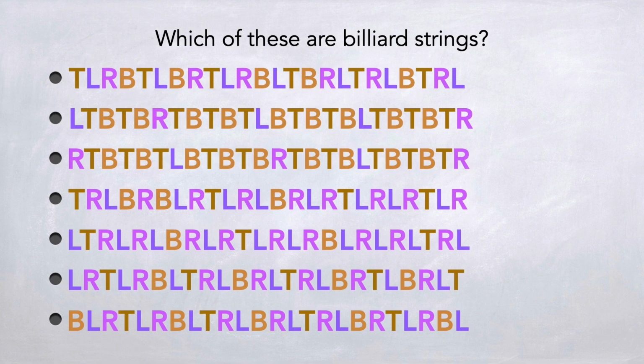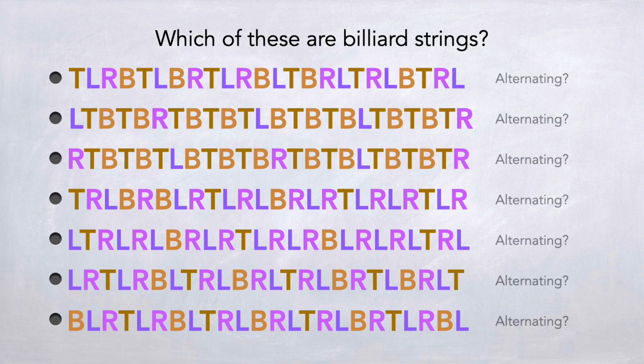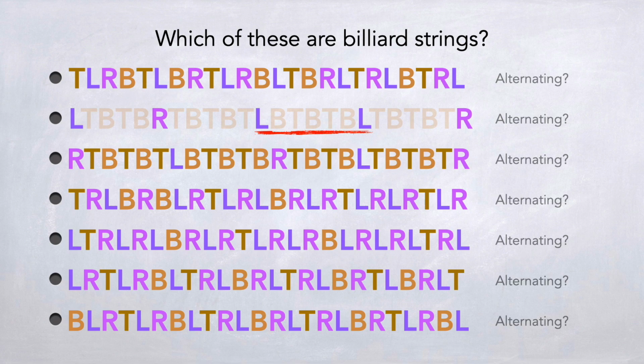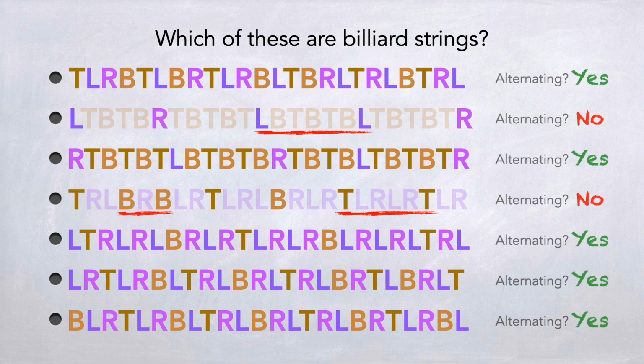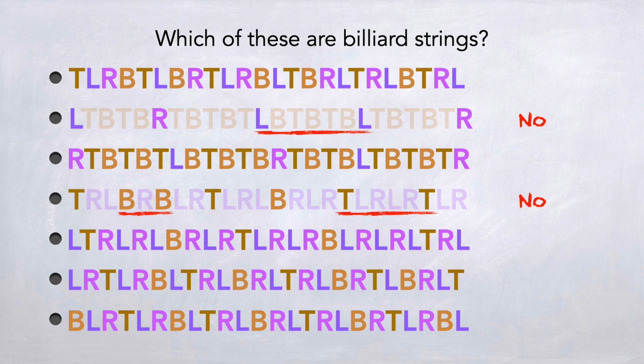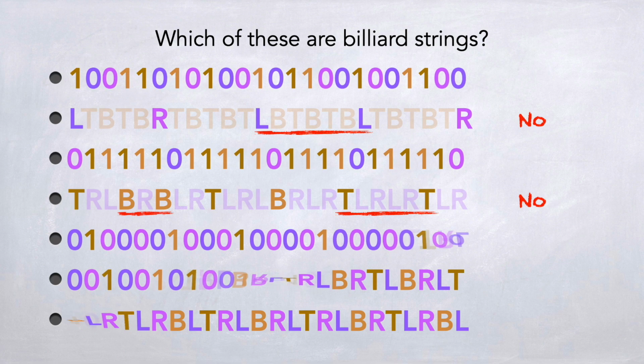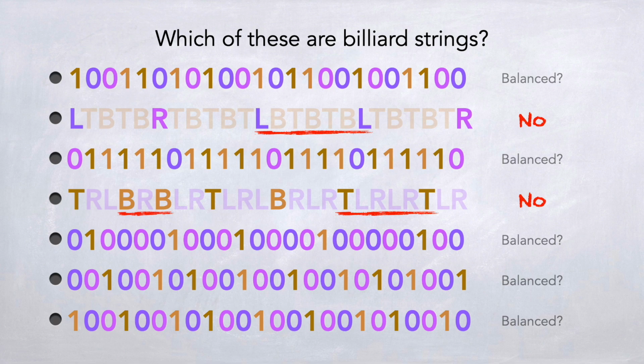To remind you, we first check our rules about alternation. The second sequence has two L's with no R in between, and the fourth sequence has cases where the T and B symbols do not alternate correctly. Strings that fail these alternation tests cannot come from billiards. For the strings that do alternate correctly, we convert them into strings of zeros and ones and check whether those strings are balanced. Any sequence that has both double 0 and double 1 as substrings can't be balanced.